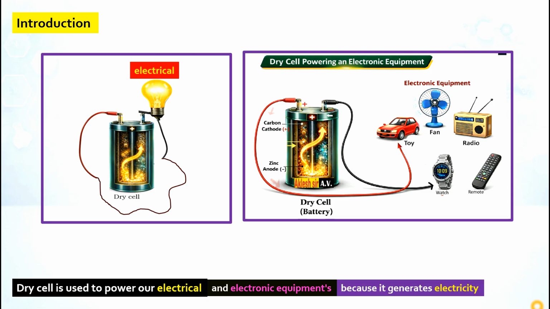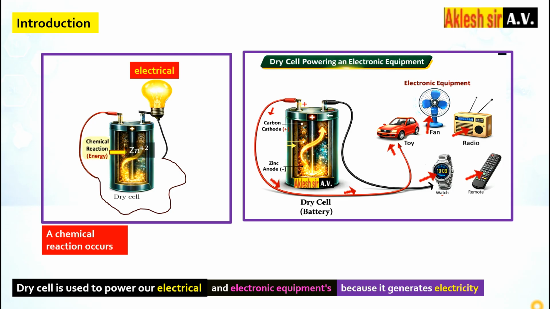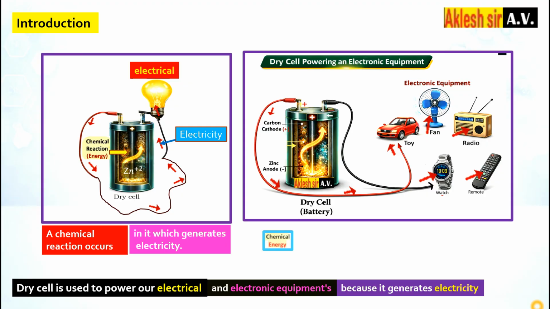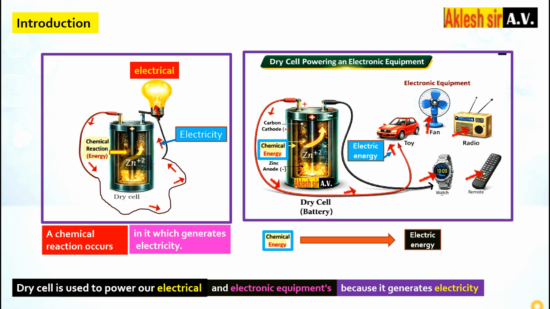Because it generates electricity. Here dry cell is supplying electricity to electric device. A chemical reaction occurs in it which generates electricity. Thus in a dry cell, chemical energy is converted into electrical energy. In above animation, chemical reaction occur which is chemical energy. And this reaction results in production of electric current. So chemical energy is converted into electric energy.